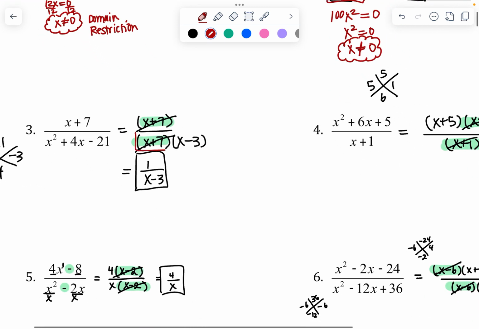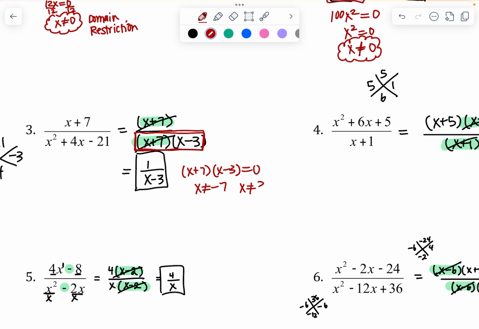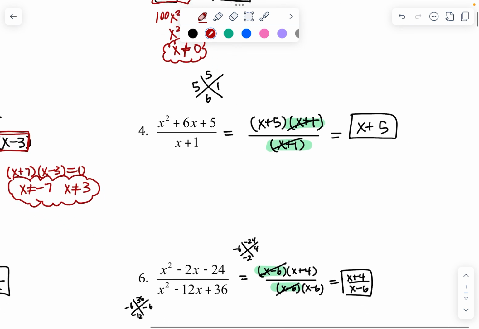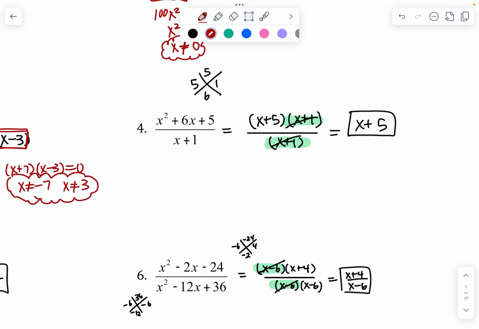Okay, be careful here. Go to the factored denominator before you canceled things. And so here we're setting x plus 7, x minus 3 equal to 0. And so in that case, x cannot equal negative 7, x cannot equal positive 3. Those are our two domain restrictions. Here we just have an x plus 1 on bottom, and so x cannot equal negative 1.